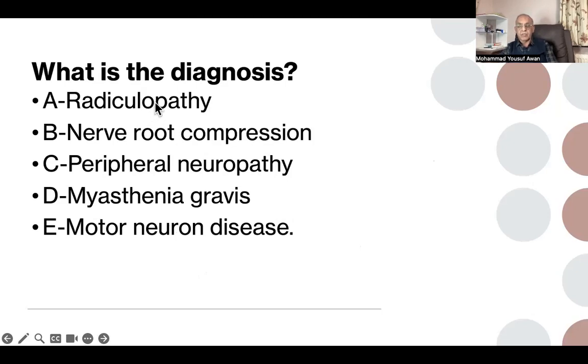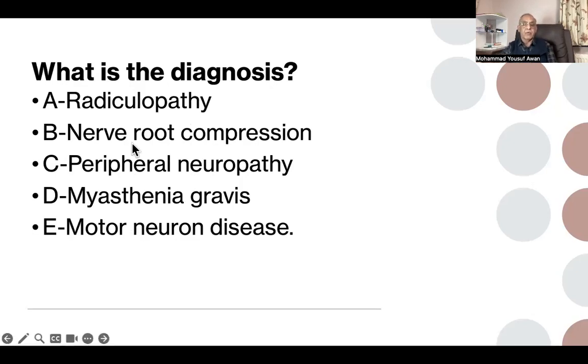Radiculopathy would involve specific nerve roots, and it can affect those particular parts of the arm and the legs supplied by those nerve roots. But the symmetrical distribution of pain and numbness in the hands and the feet is probably not a feature of radiculopathy. Myasthenia gravis is a problem of the neuromuscular junction, and this patient has weakness in the muscles. Motor neuron disease is a lower motor neuron, anterior horn cell problem, and there's no sensory loss.